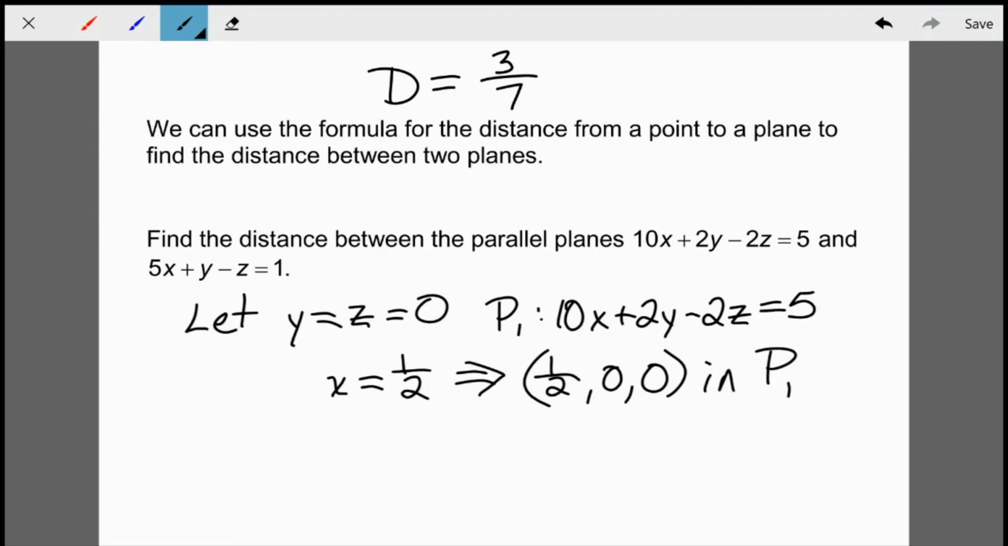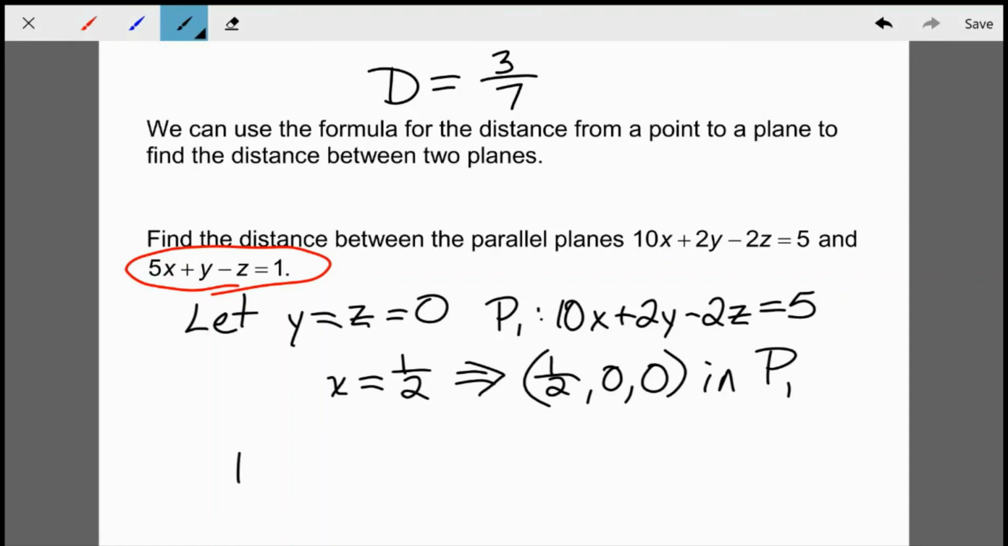All right, so now all I've got to do is think about, okay, how am I going to measure this distance? Well, when I measure the distance from a point to a plane, remember I want to use the normal vector from the other plane. So it does matter which normal vector I choose. I'm going to choose the normal vector from the other plane. So when I do my distance formula, I want to make sure I'm using the distance from plane 1, which 1/2, 0, 0 is in plane 1, to plane 2. So my A, B, and C values are going to be determined by the equation of plane 2.